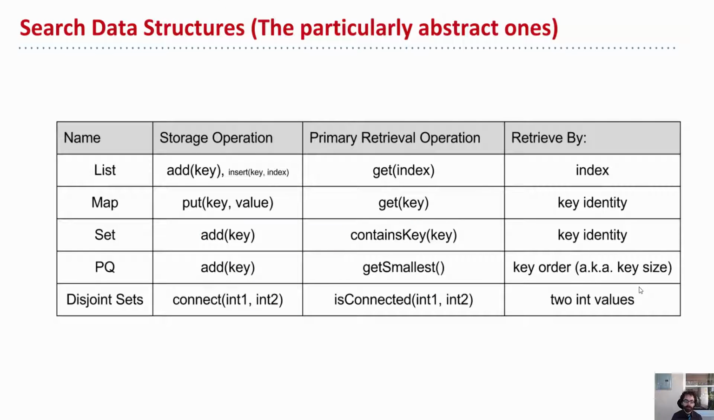So what are these search data structures? What do they look like? These are the most abstract level. Well, we have lists, maps, sets, priority queues, and this disjoint sets structure. Okay, these are data types.